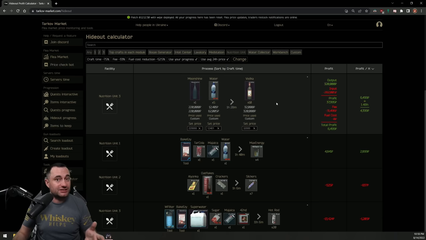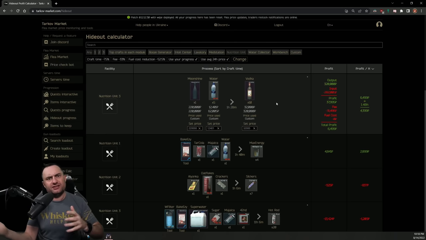Now for me, the primary craft I'm doing is vodka, but it takes patience and quite a bit of work. Try to get your moonshines for 220,000 or less, waters from therapist again, and then sell your vodka for at least $32,000. Now, I know a lot of people are going to be like, oh, you can't sell for $32,000. Trust me, I do it every night.